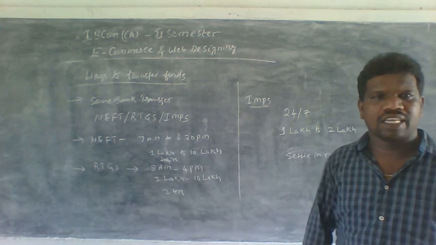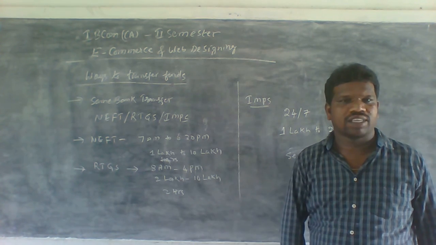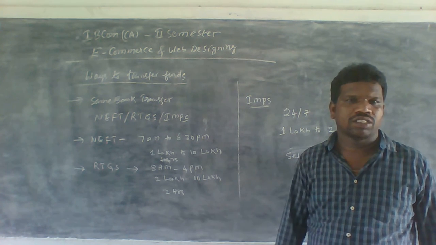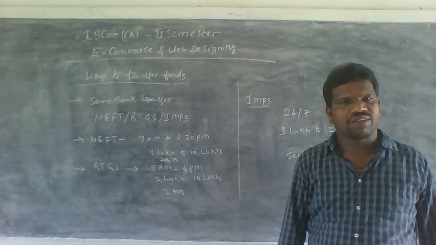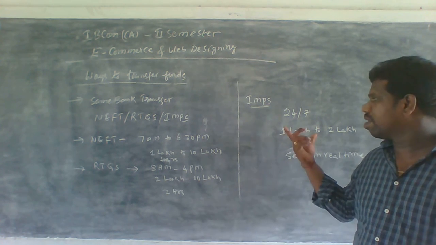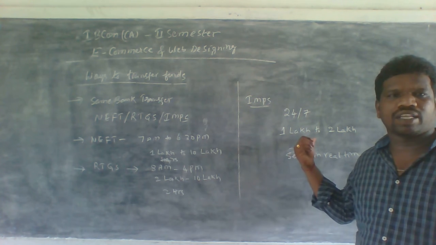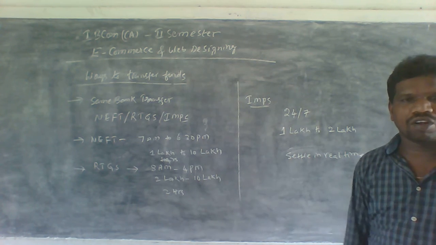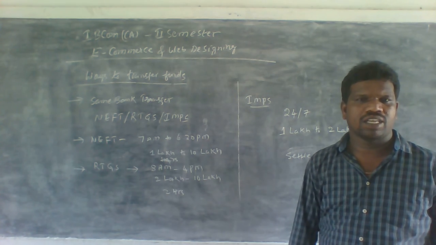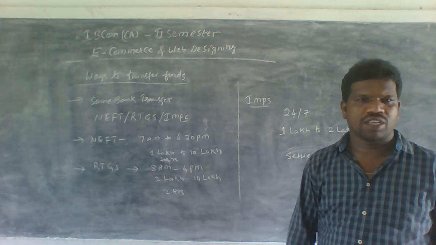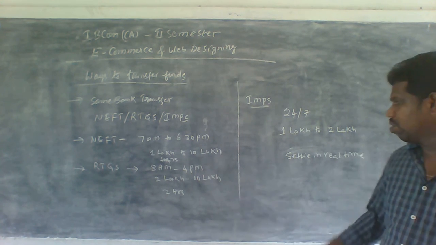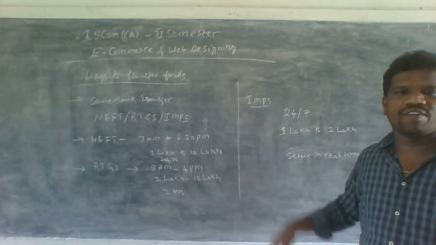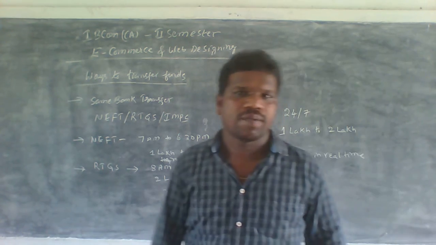IMPS is a very easy and the fastest transfer here. Whenever we send money to another person, it goes very fast. But a lower amount is transferred here, 1 to 2 lakhs using IMPS. There is no time restriction here. At all times we can send money from your account to another one. It is available 24/7, that means 365 days in this process.